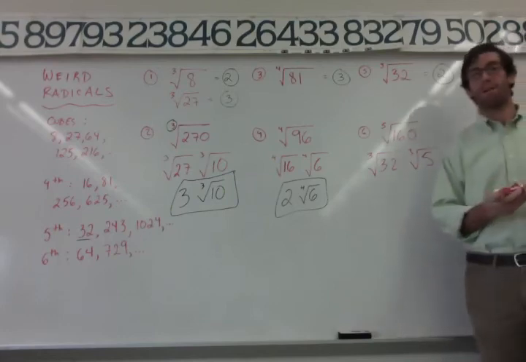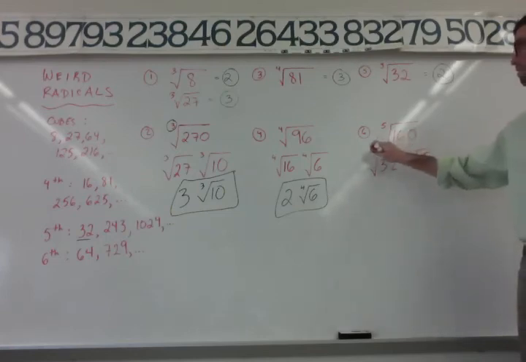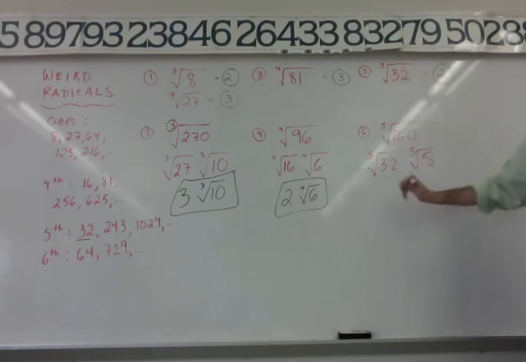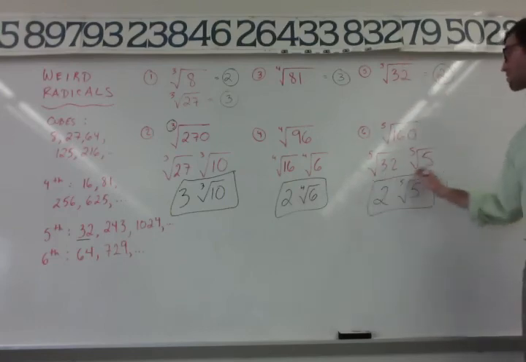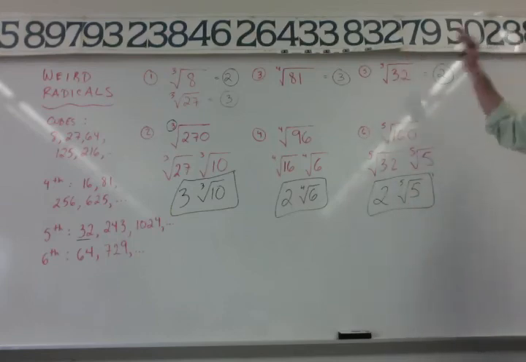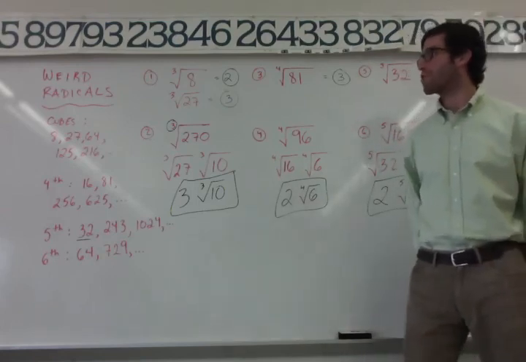The cube root of, fifth root, right? I bet you caught that. The fifth root of 32 we already know is 2, and you just bring down the other. So it's 2 root 5 is the answer. All right? Just a little intro to how to handle some weirder radicals.